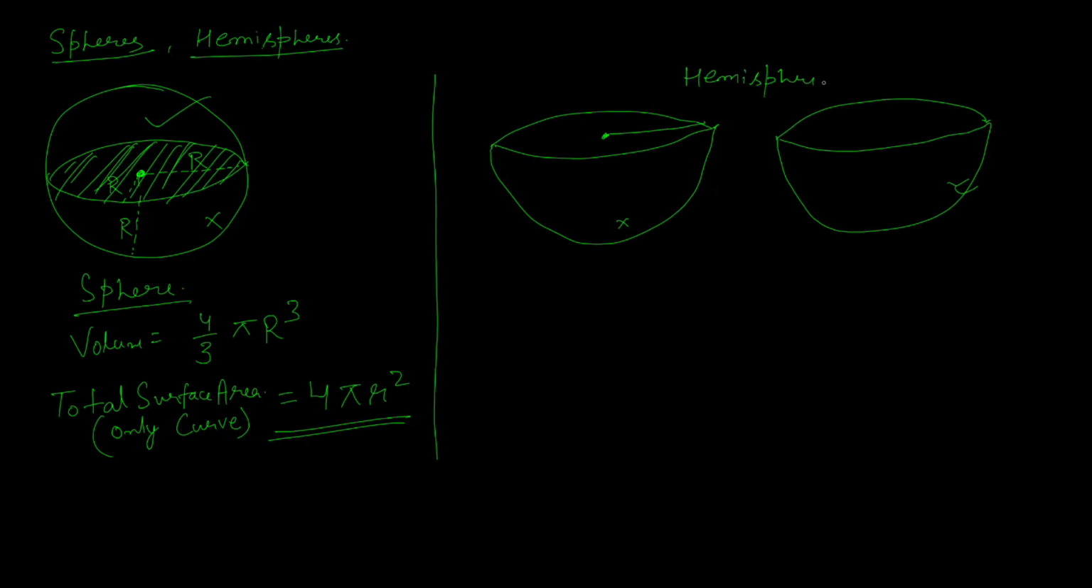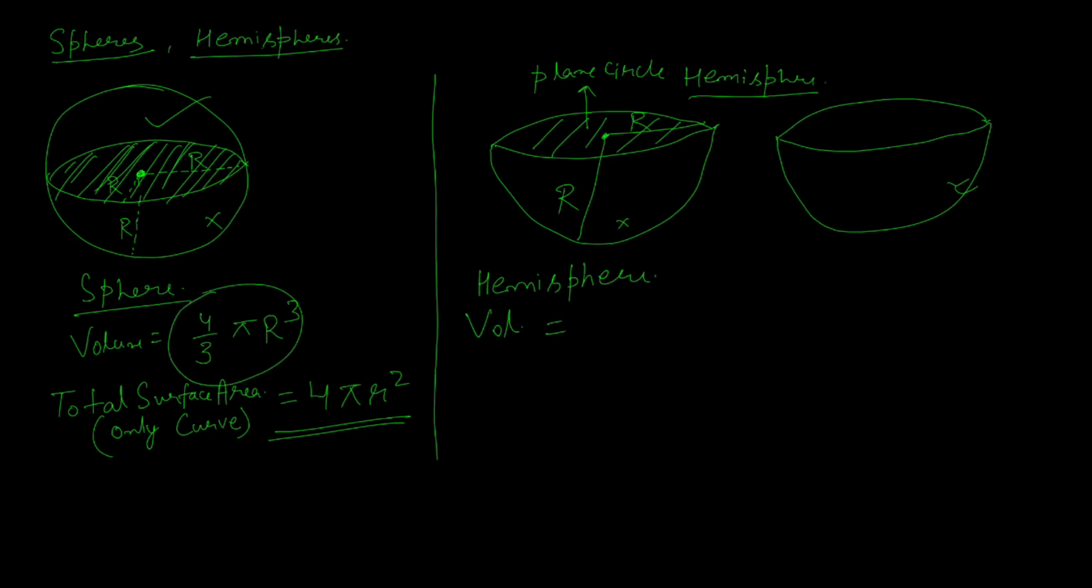Okay, let's talk about one of them. The radius is the same, r, but you see this is a plane circle of the radius r, and the rest of the thing is half of sphere with radius r. So how do I calculate the volume of hemisphere? The volume of one hemisphere is calculated simply as half of this. So it is 2 by 3 pi r cube.